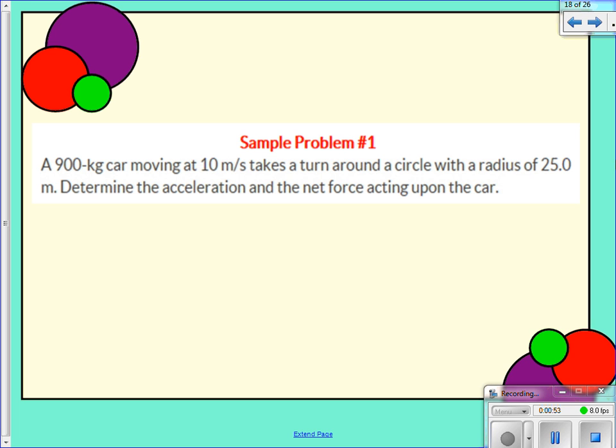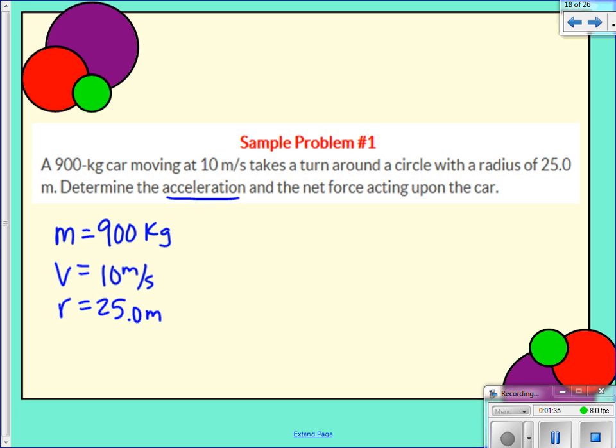When you're looking at these problems, especially when you're first starting, it's a good idea to do what I call analyzing the problem. What that means is write out the information that's given to you in terms of its variable form. So when I read it has a 900 kilogram car, I'm going to write mass is 900 kilograms. That way when I go to look at equations, I'll know, okay, mass is included or could potentially be included. Next thing I know is that it's moving at 10 meters per second. That is a velocity. And then it's taking a turn around a circle with a radius of 25 meters.